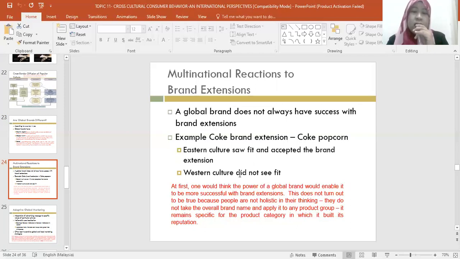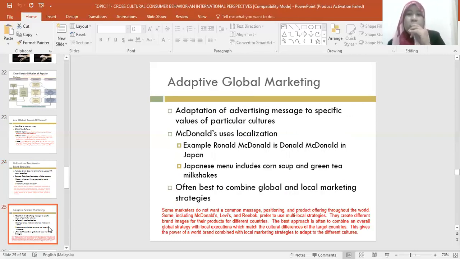And some Western cultures see that it is not fit, okay? So the way they think depends on the culture itself. Some say fit, some say not fit, okay? Alright, and then we go to the next one. Adaptive global marketing, okay? Adaptation of advertising message to the specific values of the particular culture. So this is how they do global marketing.